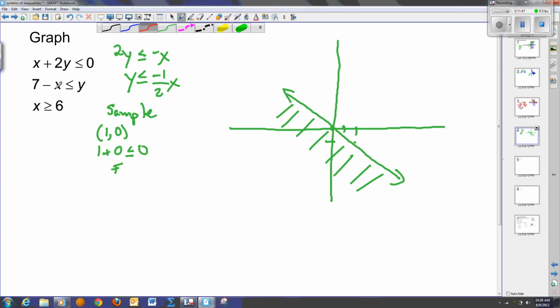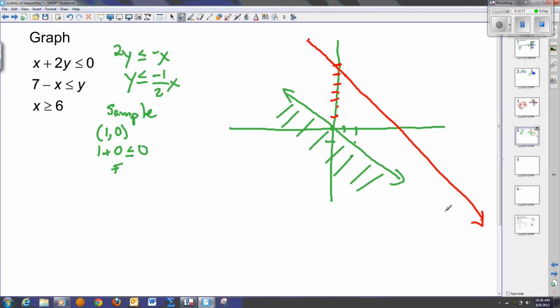Next, I'm going to graph the second equation, and that has a y-intercept of 7 and a slope of negative 1. So I'm going to go down 1 and over 1, and I get something of this nature. And these will eventually cross.